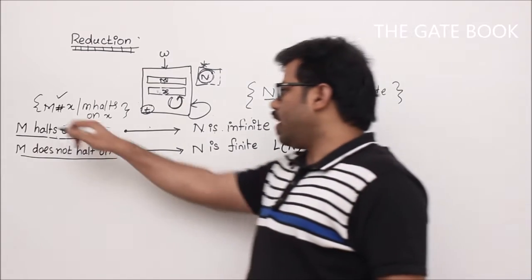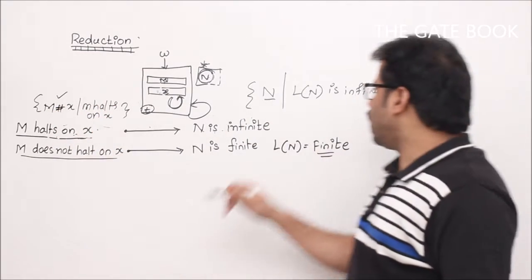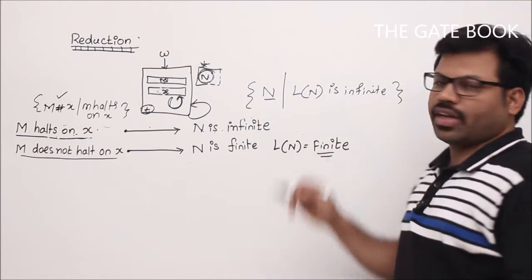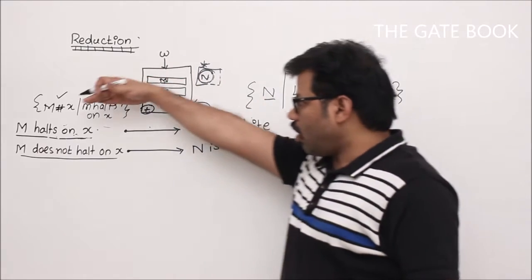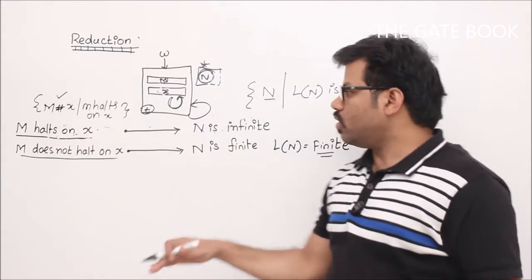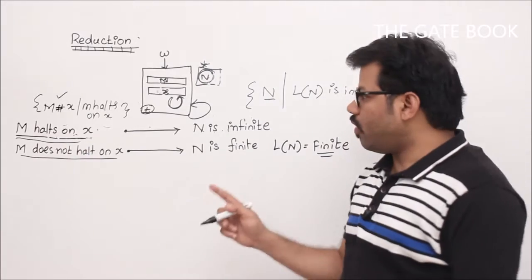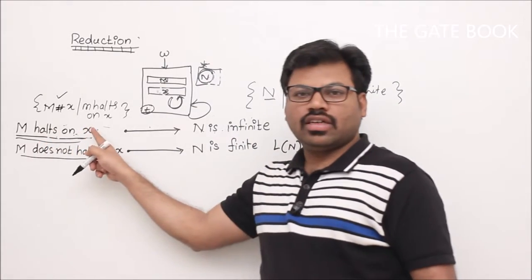Now you can see two languages here, correct? One language is M#x where M halts on x. The second language is the collection of Turing machines where the language of N is infinite. So forget about that language perspective. Directly we'll see this kind of form. Both are the same, of course. So from now onwards, "M halts on x" can be decided.